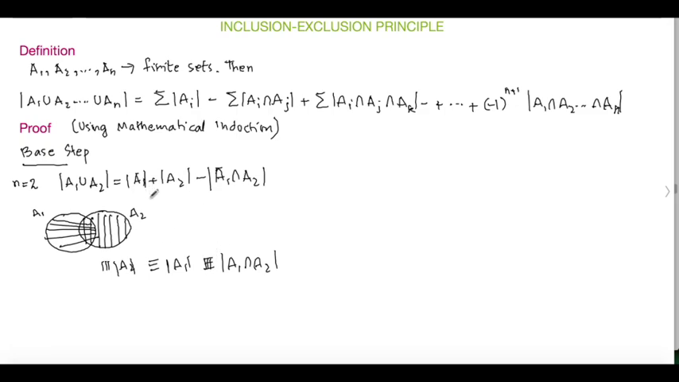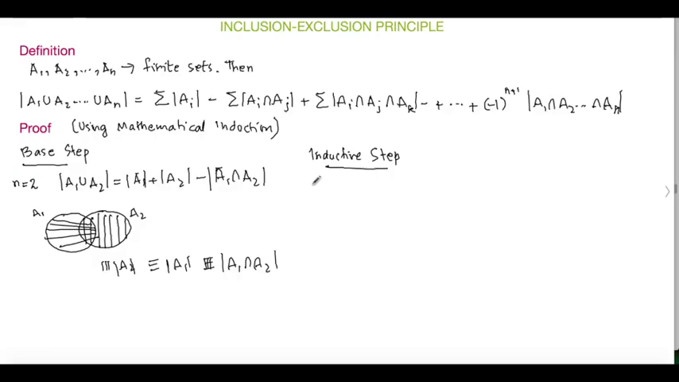Okay, so we have proved diagrammatically that the cardinality of A1 union A2 is equal to the cardinality of A1 plus the cardinality of A2 minus the cardinality of their intersection. Now let's start the inductive step.